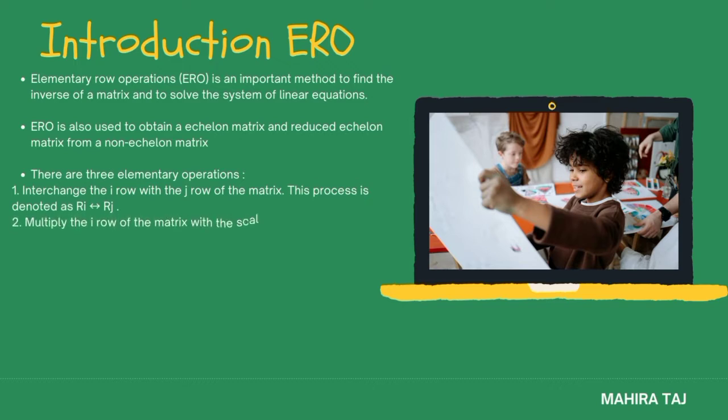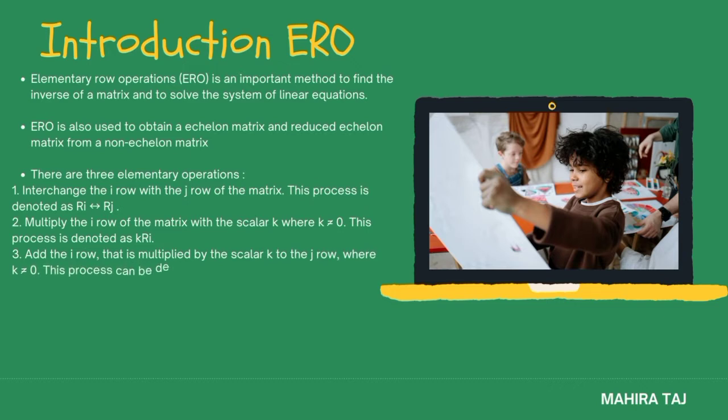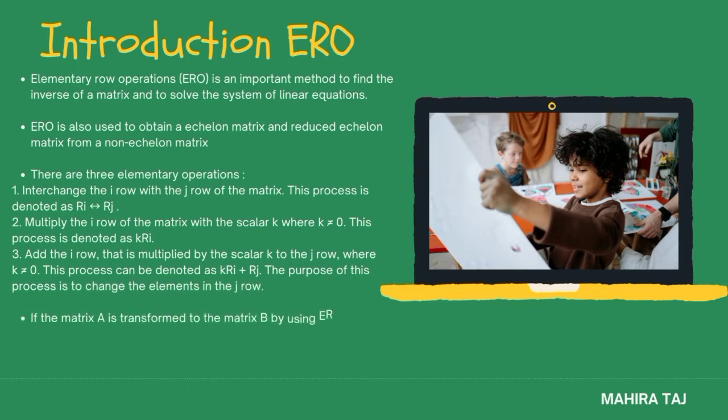Number 1. Interchange the ith row, or one of the rows, with the jth row, another row of the matrix. This process is denoted as Ri to Rj. Number 2. Multiply the ith row of the matrix with the scalar k, where k is not equal to 0. This process is denoted as kRi. Number 3. Add the ith row multiplied by the scalar k to the jth row, where k is not equal to 0. The purpose of this process is to change the elements in the jth row.